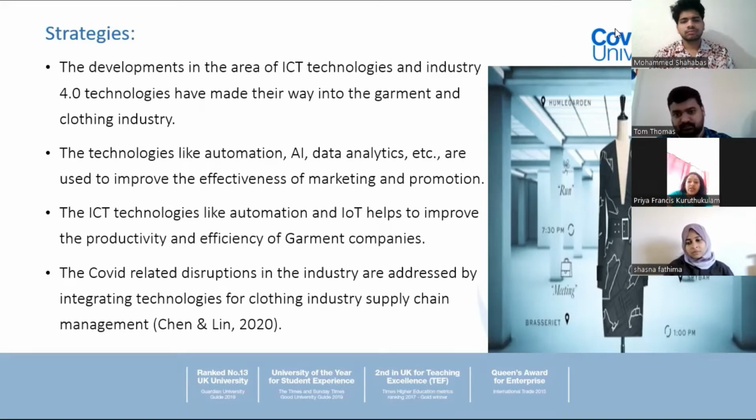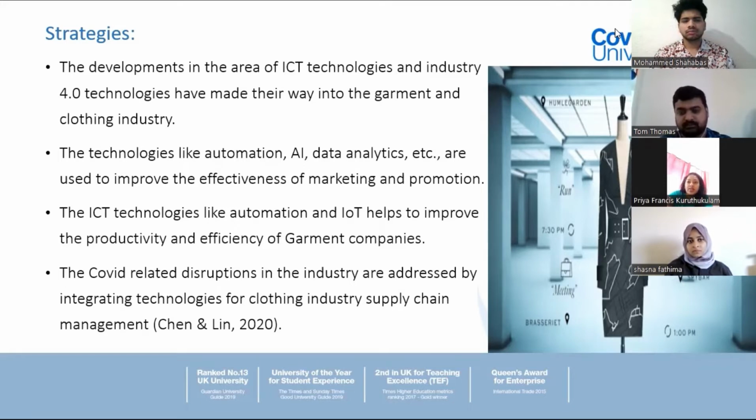The increased use of social media prompted government organizations to integrate digital marketing in their strategies. Social media marketing, influencer marketing, content marketing, email marketing, etc. are the most commonly adopted digital strategies by clothing companies.